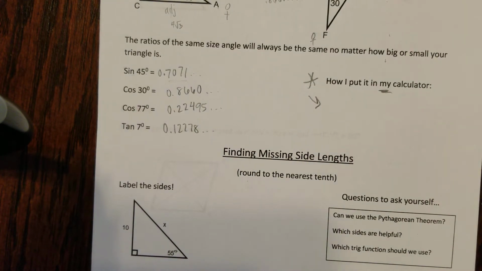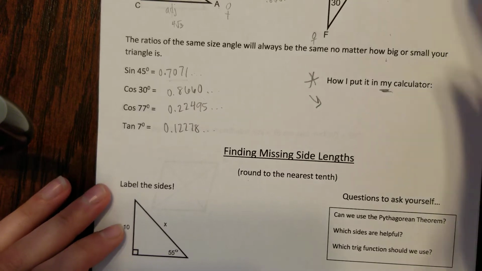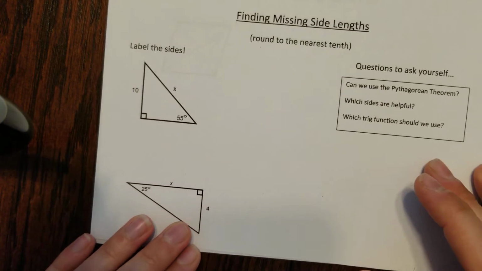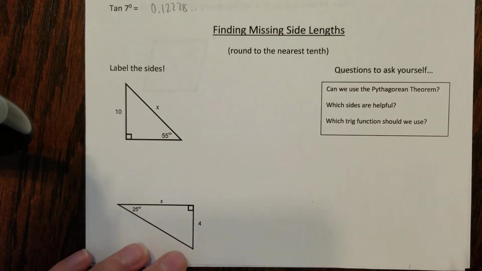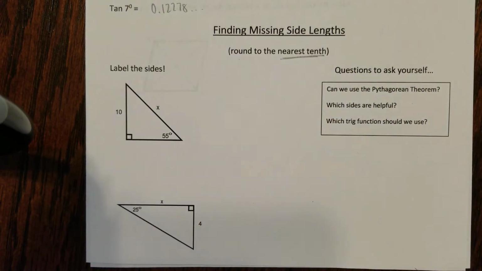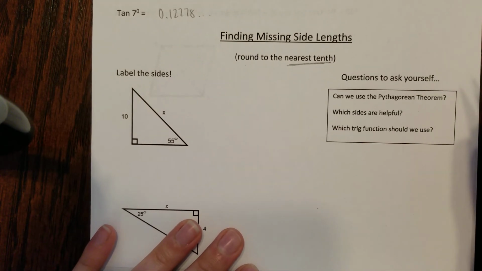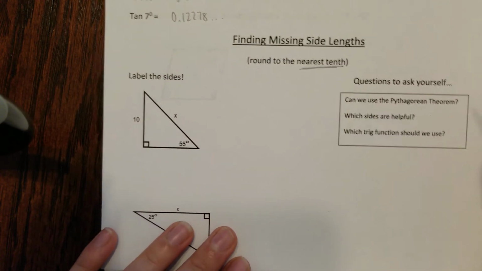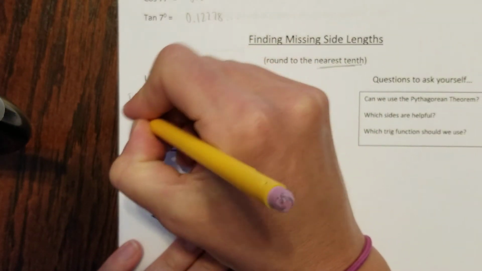All right, so hopefully you've got your calculator figured out. Now we're actually going to do something with this stuff. We're going to find missing side lengths. We're always going to round to the nearest tenth. That means 1 decimal place. So it's important for us to know how to round.